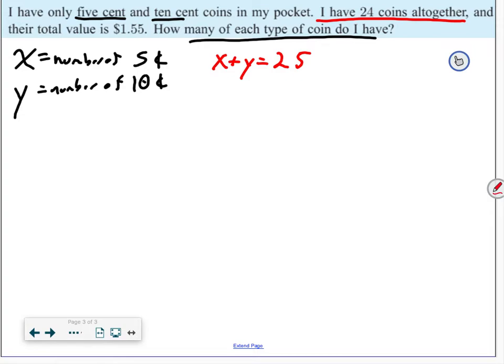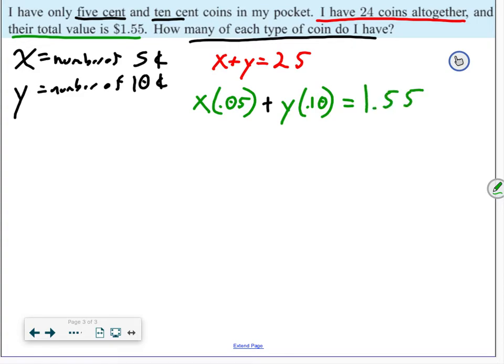And their total value is $1.55. So, number of 5-cent pieces, x times 0.05 will be the value for my nickels, my 5-cent pieces, plus the value I would get for my 10-cent pieces is y times 0.10. And this is equal to the total value, 1.55.